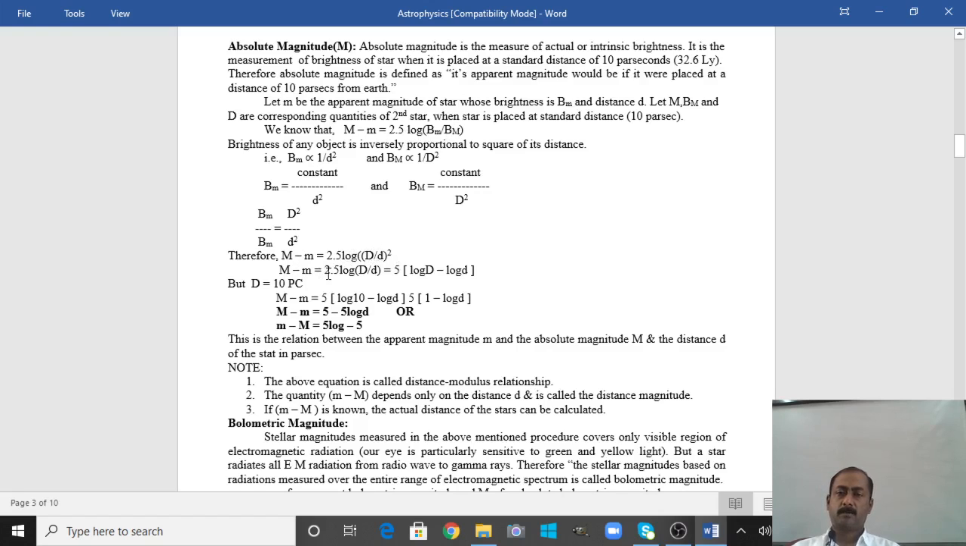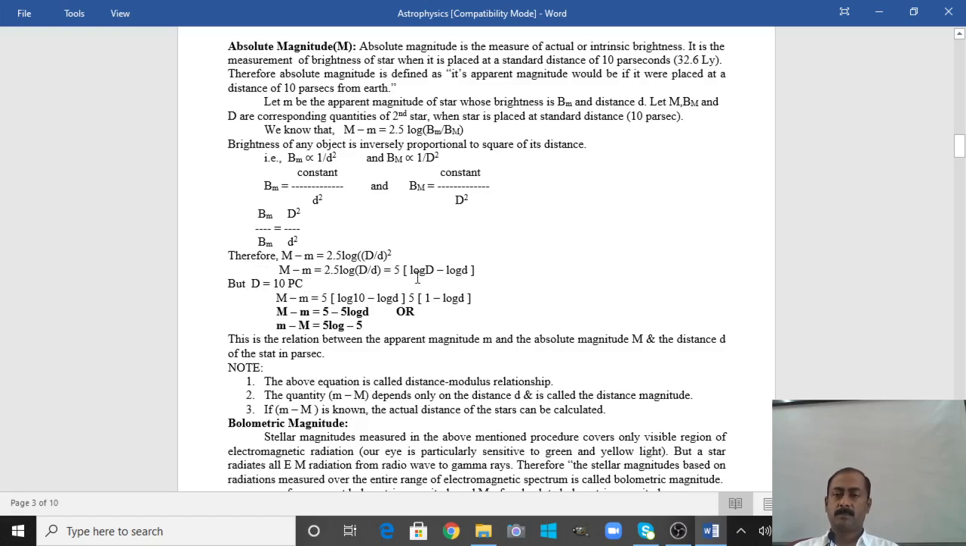Here m minus M equals 2.5 log of d by D whole square, and multiplying 2 into 2.5 we get 5 of log d minus log D. Here log of d by D means log d minus log D. But capital D is the standard distance for absolute magnitude. According to the definition of absolute magnitude, the distance D equals 10 parsecs.